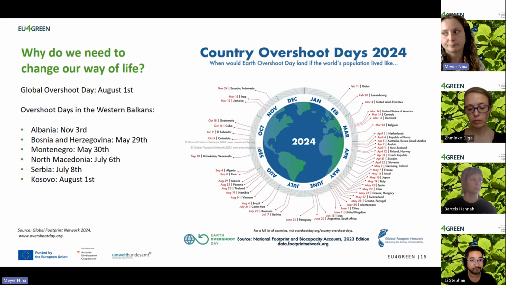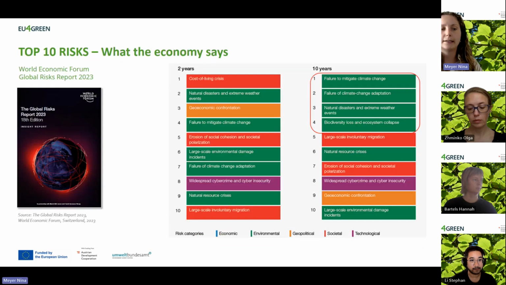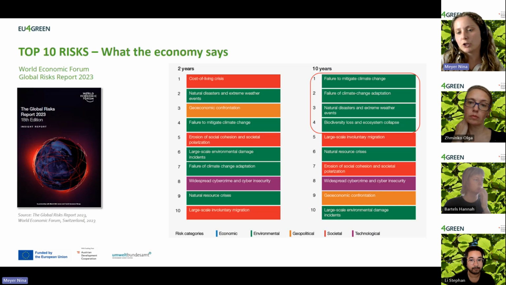And on the left side, you can see the individual overshoot day for the economies in the Western Balkans. On this slide, we're going to quickly look at the Global Risks Report by the World Economic Forum. This report looks at crises and risks we are going to face on a short-term basis, so 2 years, and on a long-term basis, so 10 years. And while we can see that in the short term, we are having to deal with a mix of risks, from social to geopolitical to environmental risks, if we look further into the future, those risks are mostly environmental.